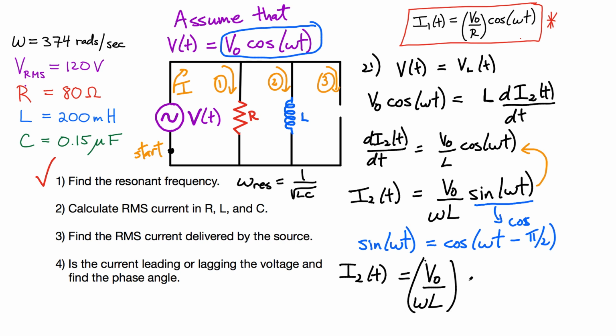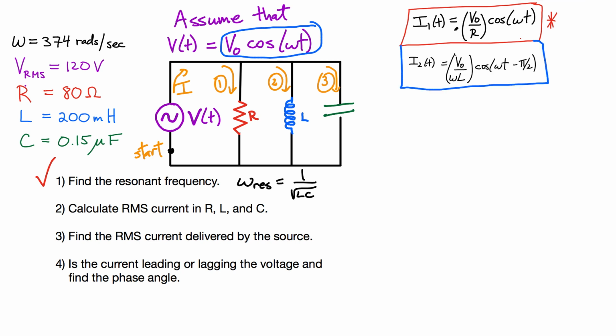And then you get multiplied by cos of omega t minus pi over 2. All right, so that's the current through the second branch. Let's now look at our capacitor, which somehow has vanished. All right, let's go back and now look at the current in the third branch.